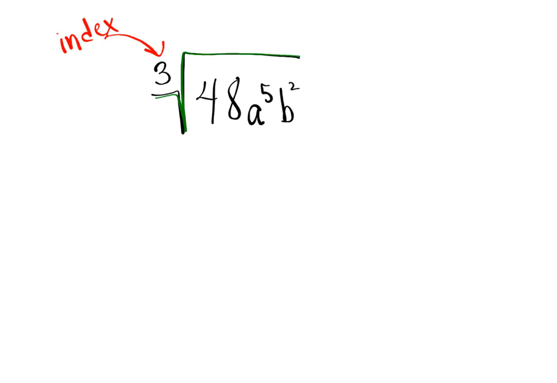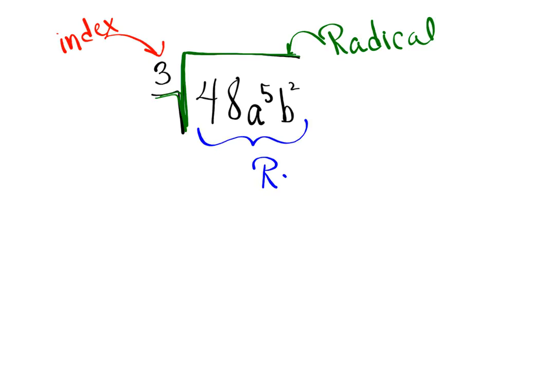The little symbol here that I've written in green, this is the radical. That's what that symbol is. And what sits underneath the radical, all of this, is called the radicand. Recap: the index tells me how many of a factor of the radicand I have to have to get one of those factors on the outside of the radical.